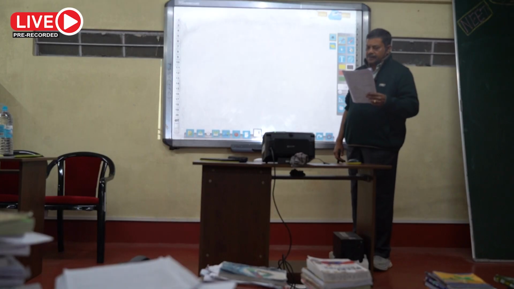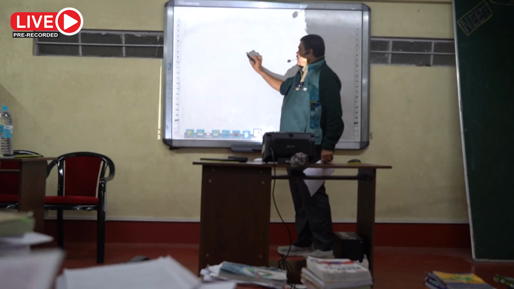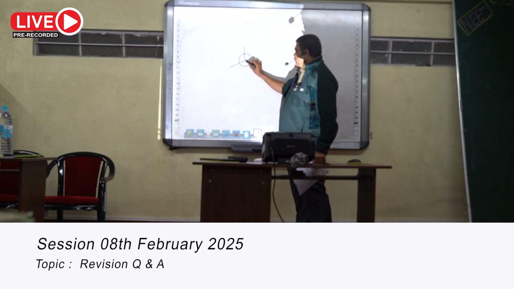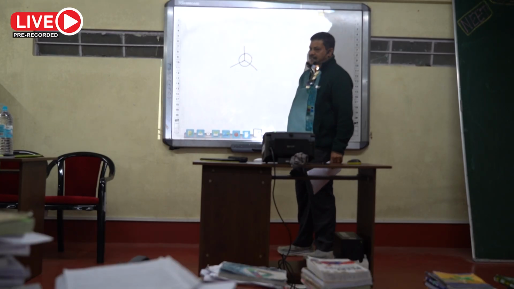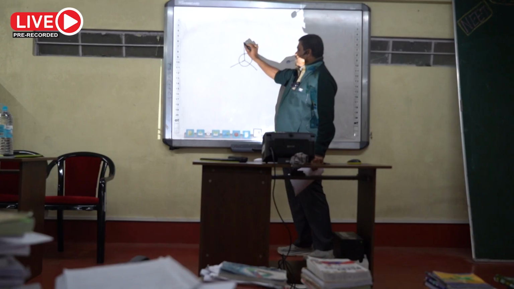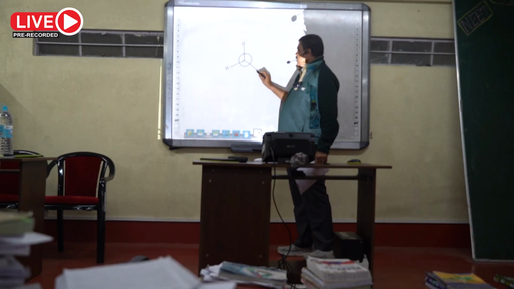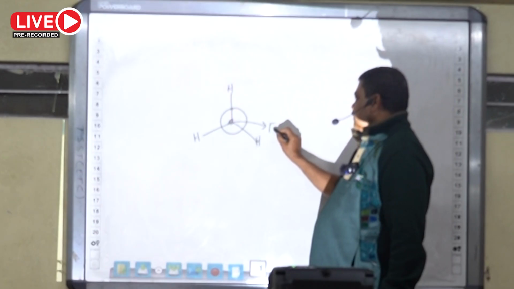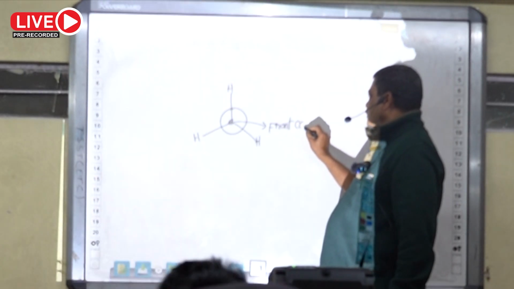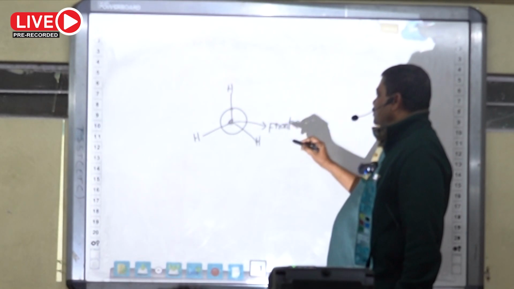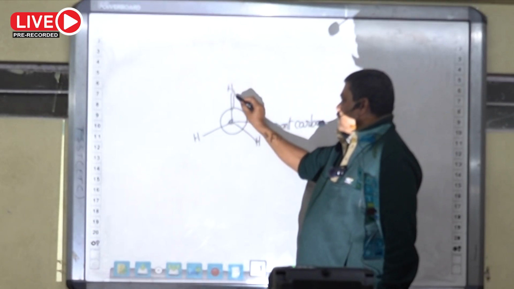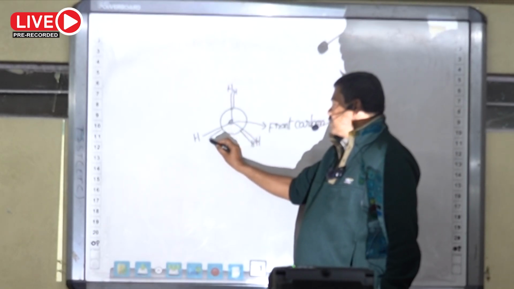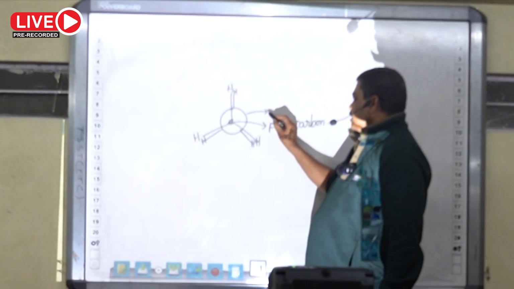Of least stable conformer of ethane. So conformers of ethane you can represent in two ways. One is called Newman projection, and this carbon is called front carbon. If two hydrogens are one behind the other, this is rear carbon.